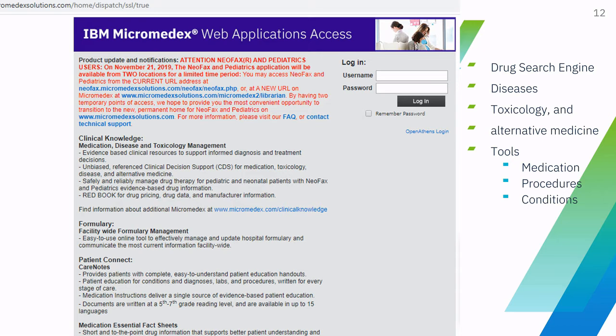Another example of tertiary literature is online databases of drug information. For example, Micromedex is an evidence-based, multi-database drug search engine that provides summary and in-depth information for drugs, both prescription and over-the-counter commercial products, diseases, toxicology, and alternative medicine. It also provides patient counseling tools for medications, procedures, and conditions.